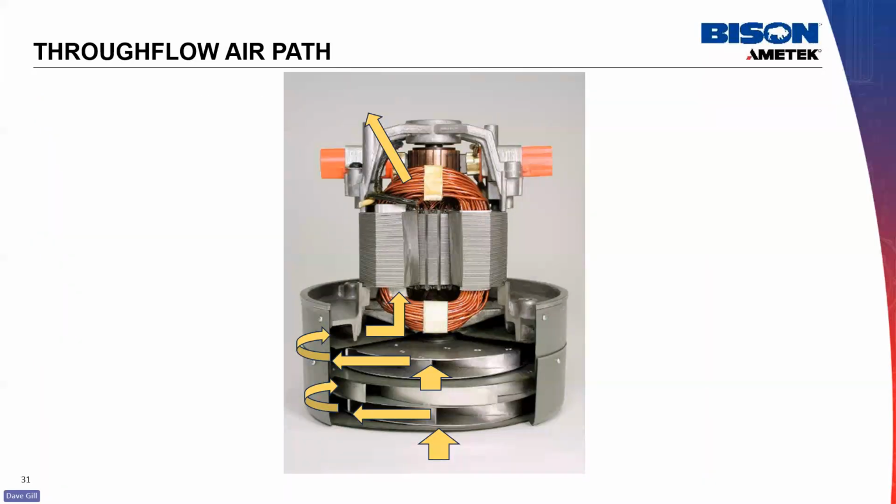Now, a through-flow Lamb motor typically looks like this. This is a classic design. You have the air that enters into the fan eye. It goes through the first fan stage, through a stationary element, through a second stage, and then it's guided upward between the armature and the field and exits to the ambient air. Okay. Very simple path.